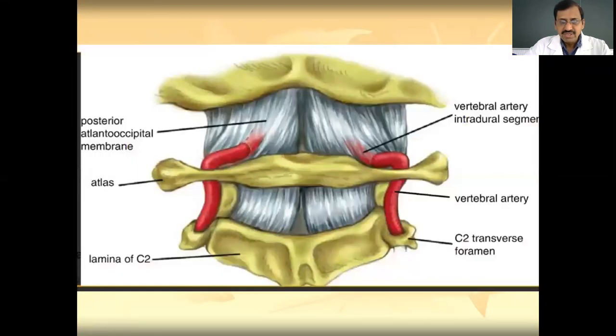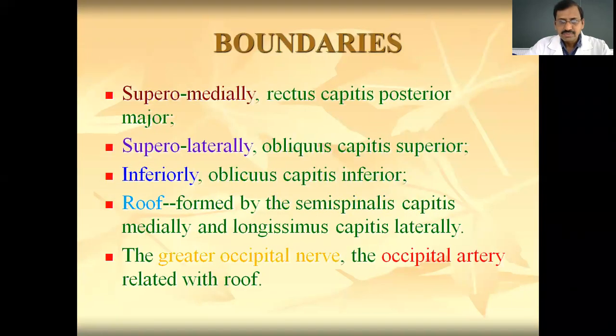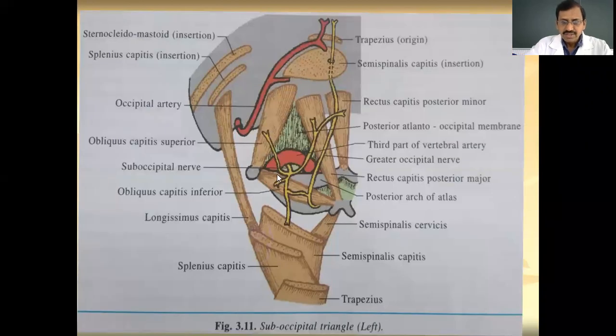And here you can see, this is nothing but the dorsal rami of the first cervical nerve, and here it divides into five branches. It supplies the muscles of the suboccipital triangle, that is the rectus capitis posterior major and minor, obliquus capitis superior and inferior, and another muscle, splenius capitis. These are all the 5 muscles. They are all supplied by the posterior rami of the suboccipital nerve.